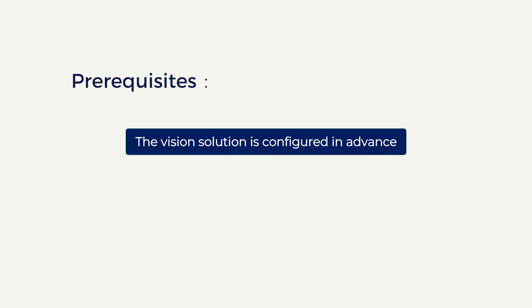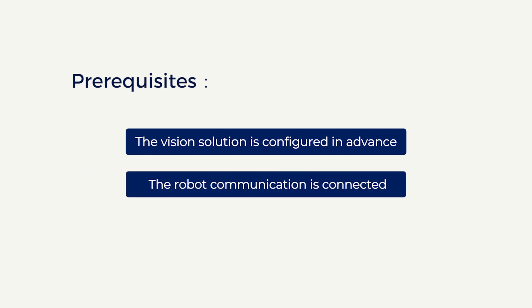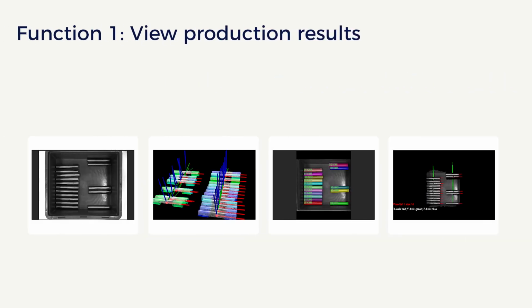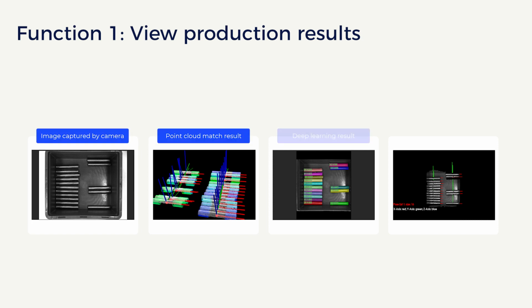To achieve the above functions, the Vision solution should be configured in advance. Moreover, we also need to confirm that the robot communication is connected, and the Vision system facilitates robot picking. Then, configure the running views according to the on-site demands. This allows operators to easily view the results of key steps. These results include the image captured by camera, point cloud match result, deep learning result, and vision result.